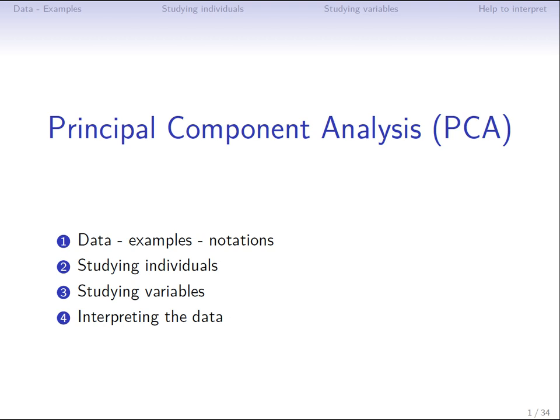I will first define what types of data on which we can achieve a principal component analysis. Then I will give examples of fields in which the principal component analysis can be performed. And then I'll define some useful notations. Then I will focus on the study of the individuals, then on the study of the variables, and finally, I will spend time on how to interpret the results of such analysis and therefore provide helps for the interpretation.